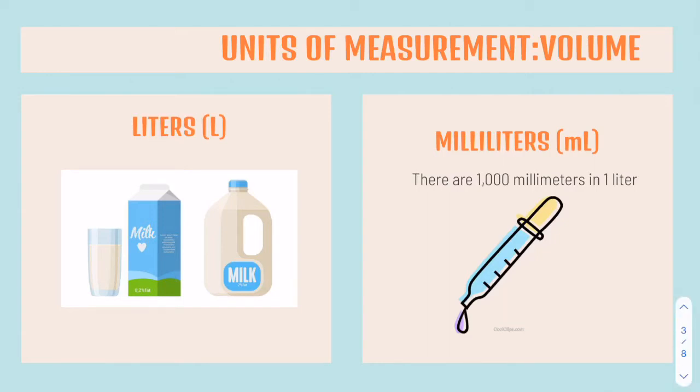So liters, you'll see, has that big L. So if you are writing out an answer to something, let's say something was 10 liters, you're going to put 10 and then that big L to show us that there are liters.